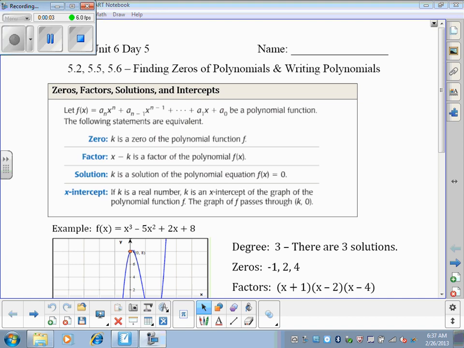Hi guys, this is our second try at this, and today we're going to be learning about finding zeros of polynomials and writing polynomials. The first part of this lesson just begins with some vocabulary. The idea that zeros, factors, solutions, intercepts, and roots are all basically the same thing, just written a little differently, but basically they are where this graph intersects the x-axis.